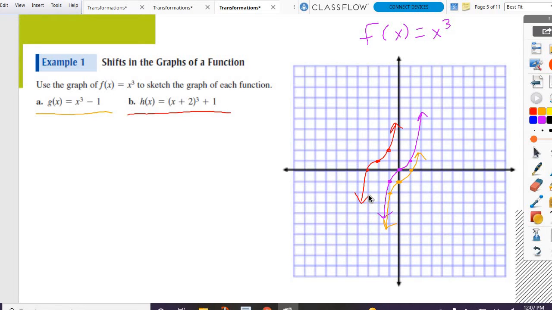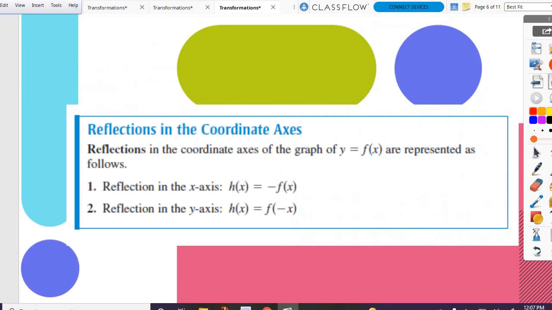Alright, so our next type of transformation that we can look at are reflections. So we have two different types of reflections. Reflections over our x-axis, which is when we have a negative on the outside, and reflections across our y-axis, which is when we have reflections going horizontally across our y-axis instead. So across our x-axis is vertically, and across our y-axis is going to be horizontally.